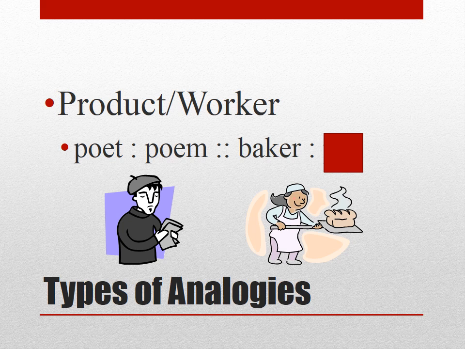Now we have product and worker. So each worker produces a product. So a poet produces a poem. A baker produces what? This could be many different things. However, we use the most common. So a poet is to poem as baker is to pie. If you had put something down like bread or rolls, that would be acceptable as well.